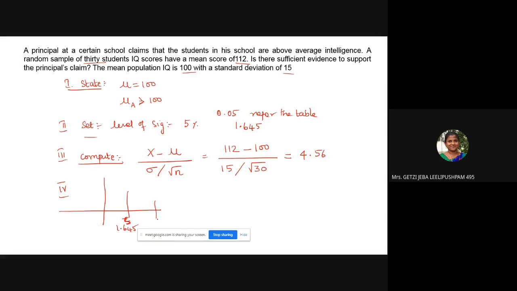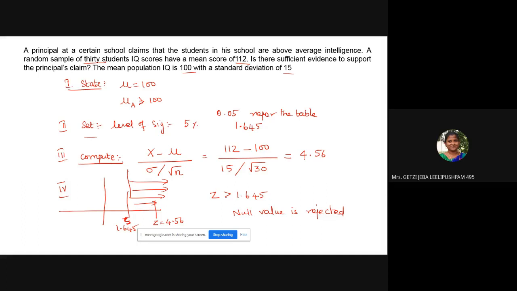But where is the Z score? Z score is 4.56. It is in the rejection region. It is greater, that is, the Z value is greater than 1.645. So the null hypothesis is rejected. Why is it rejected? Because the Z score is greater than 1.645.